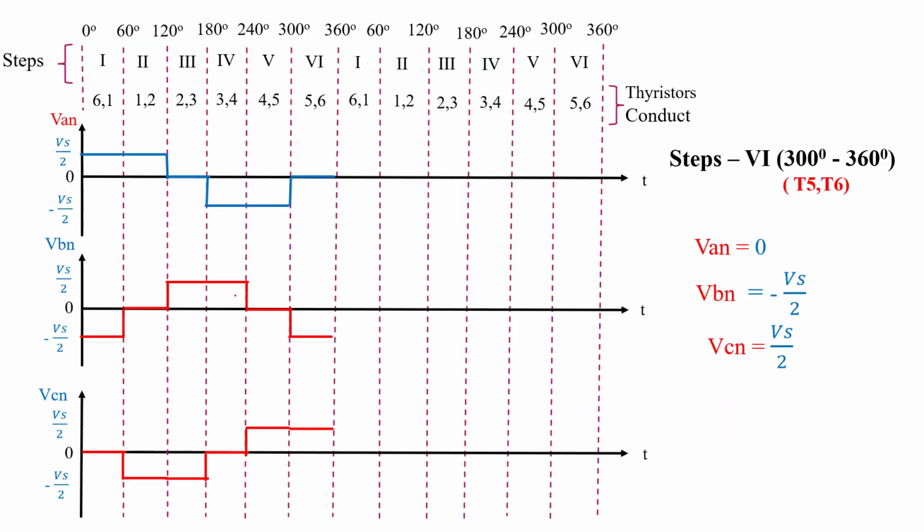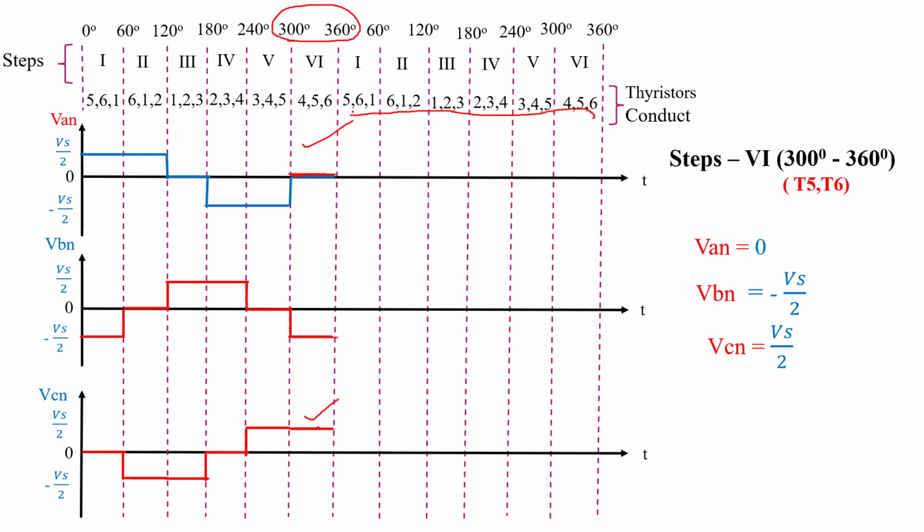Now we draw the waveform for step 6. Step 6 is from 300 to 360 degrees. Here VAN equals 0, so here we draw 0. VBN is equal to minus Vs by 2 and VCN is equal to Vs by 2. In this way we draw the waveform for one complete cycle, 0 degrees to 360 degrees. Similarly, you calculate the phase voltage and draw the waveform for further steps or the second cycle.